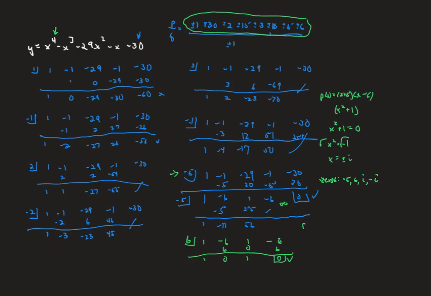I'm going to come down here a little bit so I have a little bit more room. P of x is going to be x plus 5, x minus 6, x minus i, and x plus i. Whoa, that's crazy. I'm going to stop here on this video, and I'll do a second part to it.